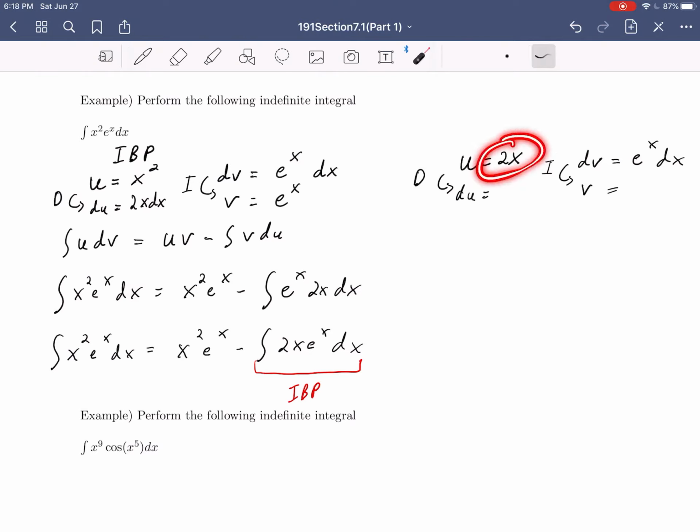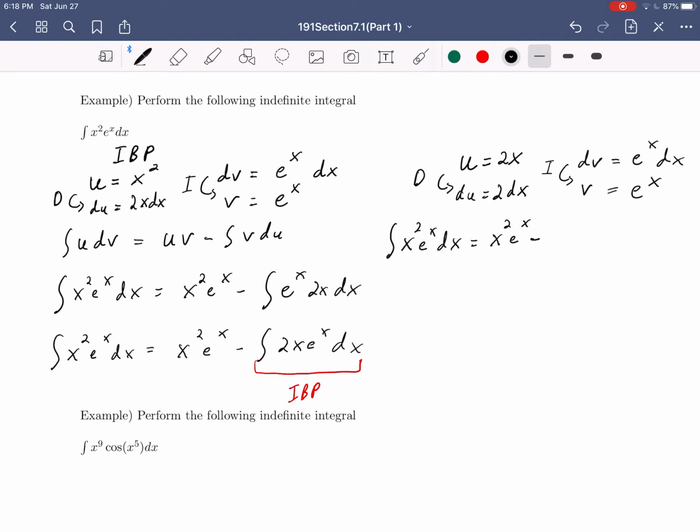We know that differentiating the 2x will make things a little bit easier. It'll make it only a 2 dx, which is great. It's just a constant. And the integral of e to the x, of course, is e to the x. So now we have integral x squared e to the x dx. We still have that x squared e to the x minus, let's put a big set of parentheses because that minus is going to apply to everything here. We use this same formula, our uv, so 2x e to the x minus the integral, that v du, which is e to the x and 2 dx. So e to the x, 2 dx. Close up that big set of parentheses.